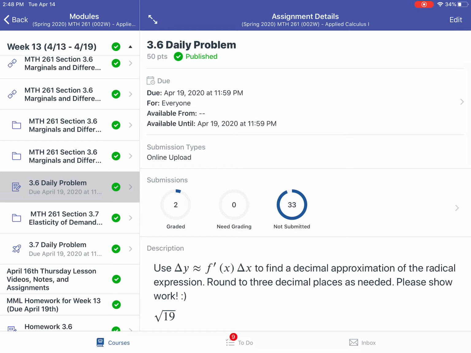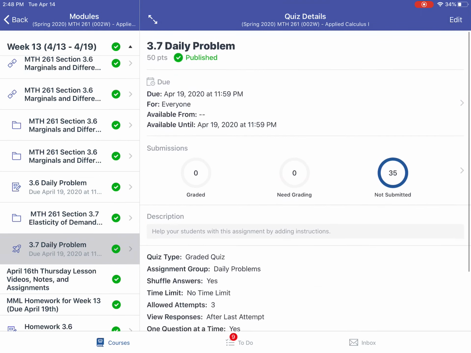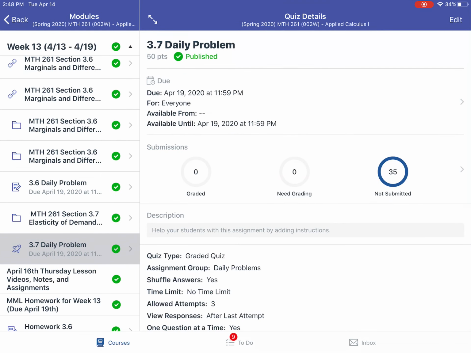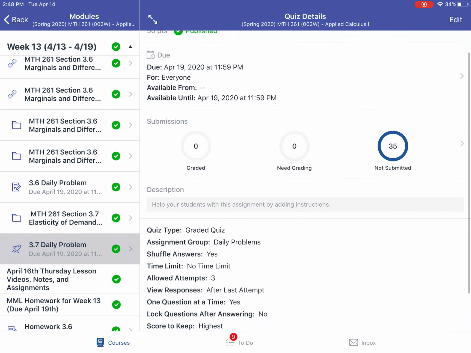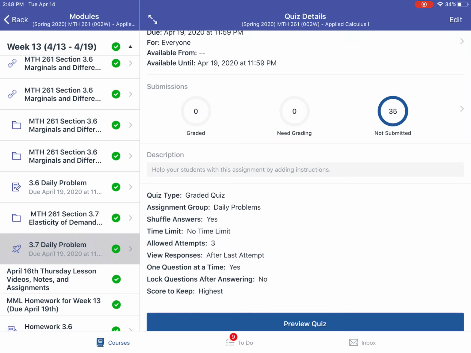The 3.6 daily problem, I graded 2 submissions already. They look great, so I'm waiting for 30 more of you to submit this soon, before Sunday, please. But the 3.7 daily problem will be on a quiz that you will take on Canvas. It's multiple choice, 5 problems, 10 points each. You will have 3 attempts, and your highest score will be recorded.